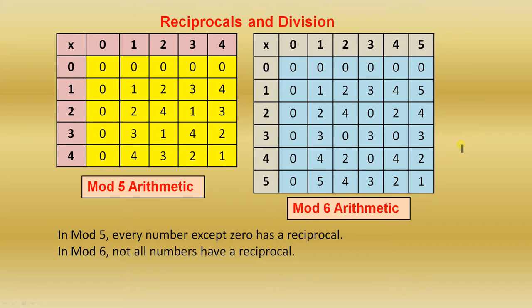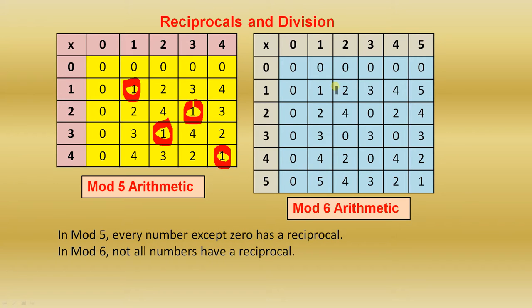Reciprocals and division. Now here is a multiplication table in Mod 5 arithmetic. I quickly want to focus on these answers here. Just the answers which equal 1. 1 times 1 is 1. If you multiply a number by its reciprocal, you get 1. 2 times 3 is 1. If you multiply 2 by its reciprocal, you get 1. Similarly, 3 times 2 is 1. Multiply 3 by its reciprocal, you get 1. 4 times 4 is 1. You multiply 4 by its reciprocal, you get 1.